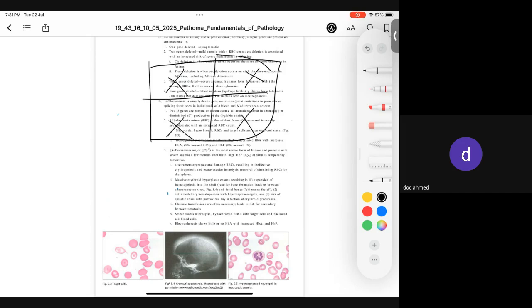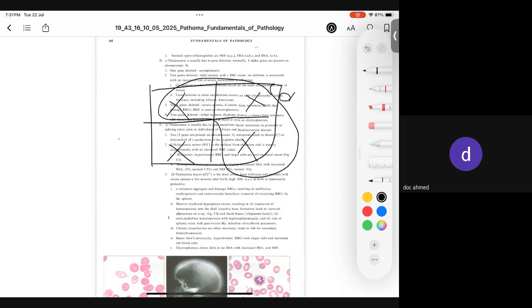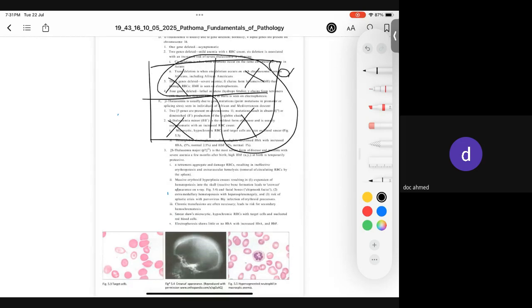Whenever three of them are deleted, the remaining, these were your alpha chains, right? So in the baby, the remaining alpha is bound with which chain? With the beta chain, right? Alpha 2 and beta 2, that's the normal one, right? So if three of them are deleted, what would happen? The remaining beta chain would just form a tetramer, which can damage your red blood cells.